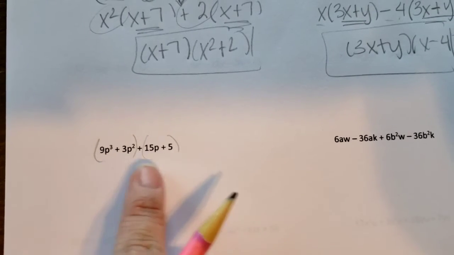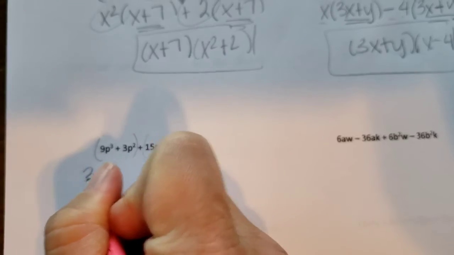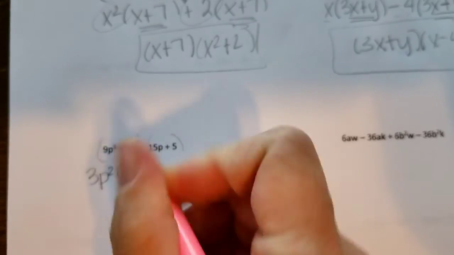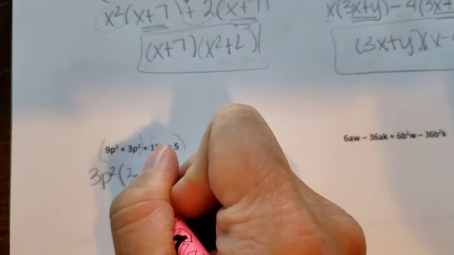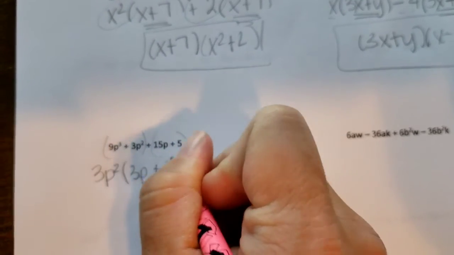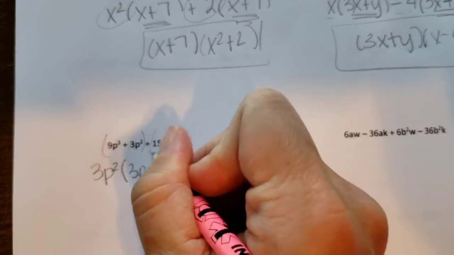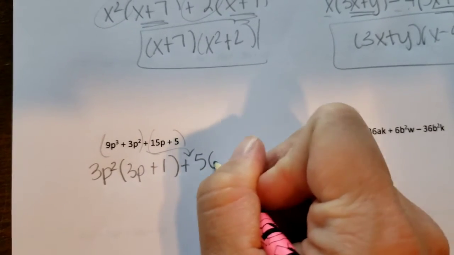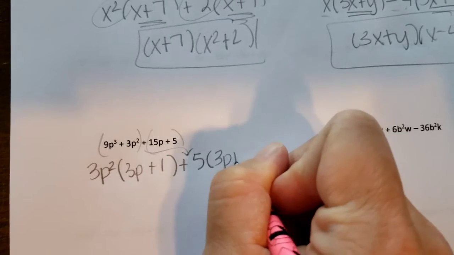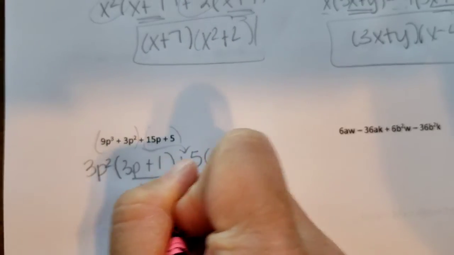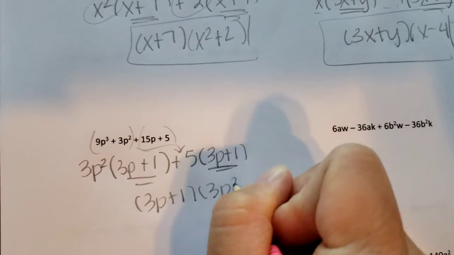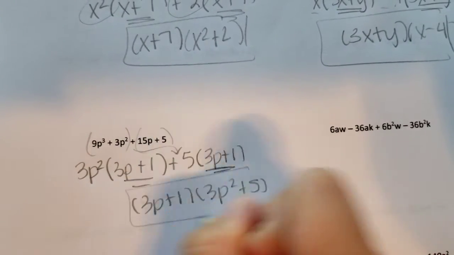So pair up first 2, pair up last 2, factor out the GCF of 3p squared. 9 divided by 3 is 3. You factored out 2 of those 3p's, so you've got a single p left, and this is actually going to leave behind just a 1. Bring your little plus sign here. The 15p and the 5 have a 5 we can divide out, leaving behind a 3p plus 1. Again, they match here. That will be one of our factors, while the 3p squared plus 5 will be the other.